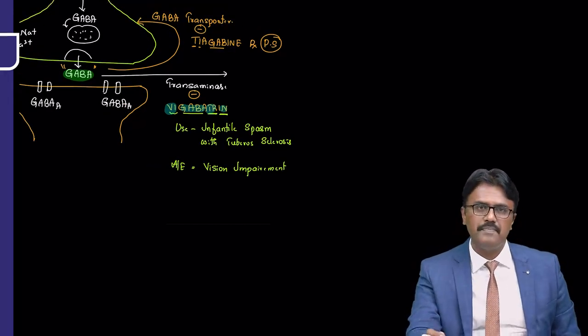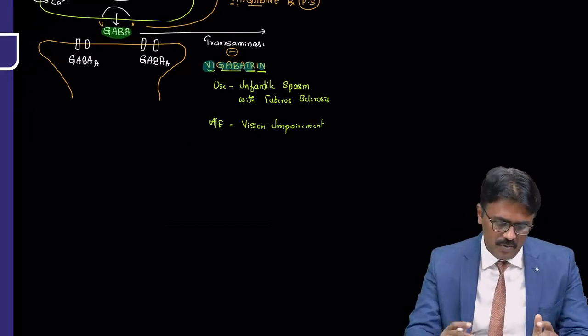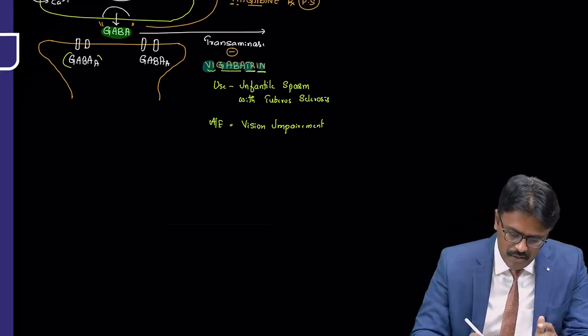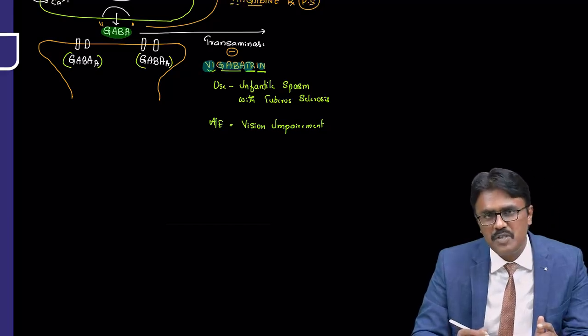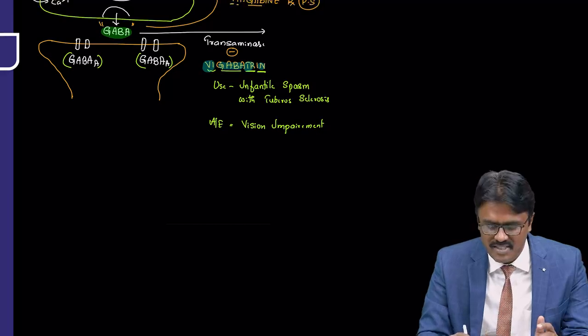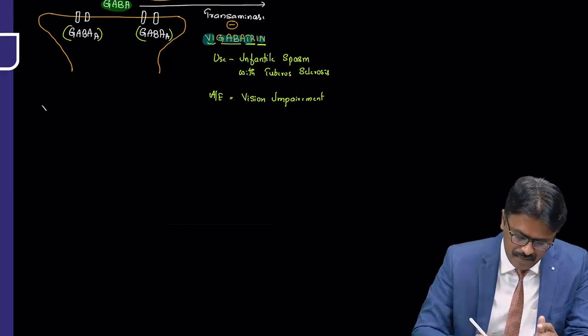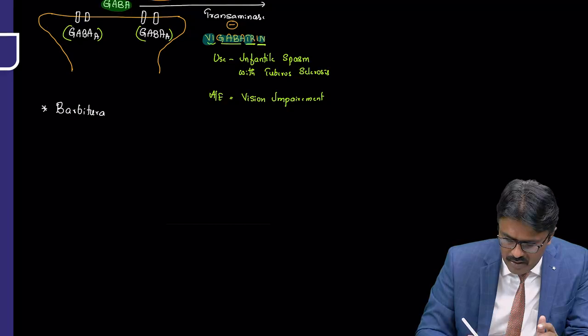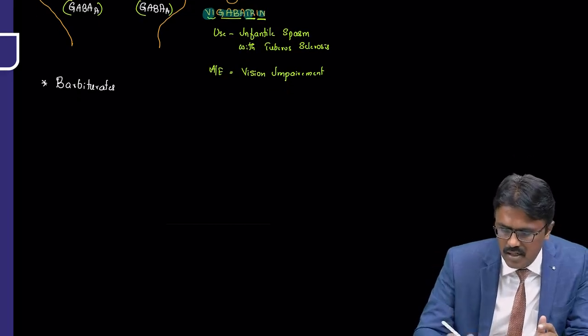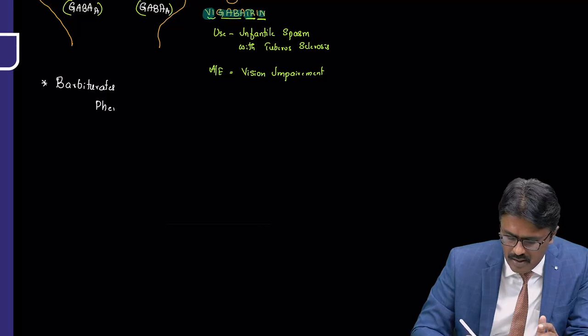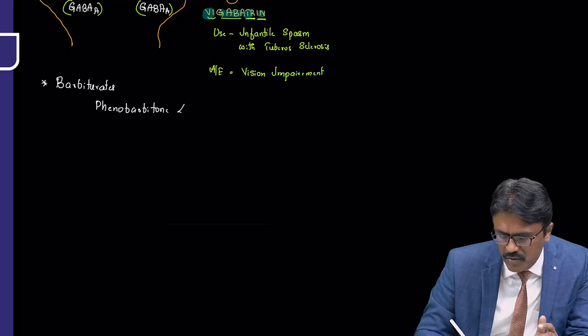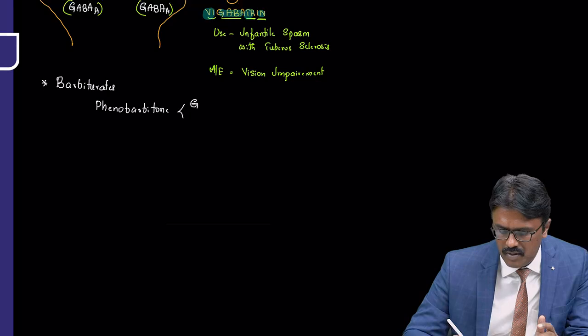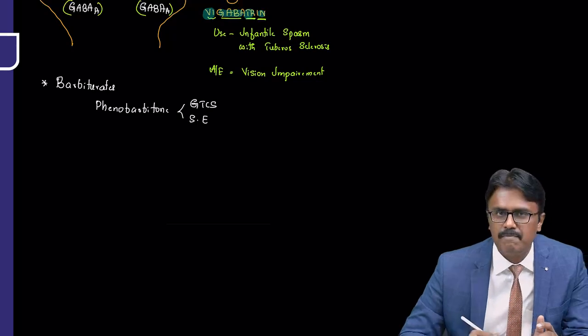Anything else we have? Now another thing is you can use a drug which can increase the activity of GABA, which you have already studied in sedative hypnotics. What is it? They are nothing but barbiturates. So barbiturates which are used in the management of epilepsy, the drug is called phenobarbital. So phenobarbital can be used in the management of generalized tonic-clonic seizure as well as status epilepticus.